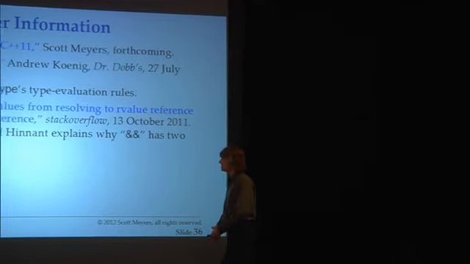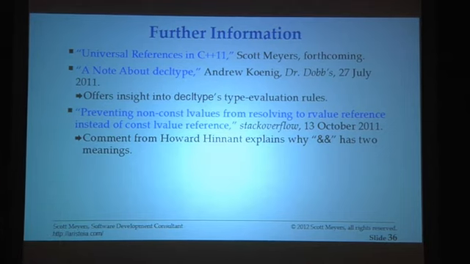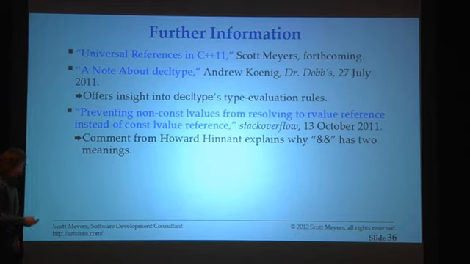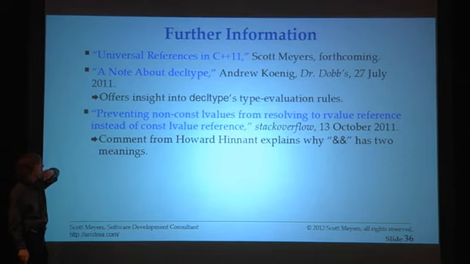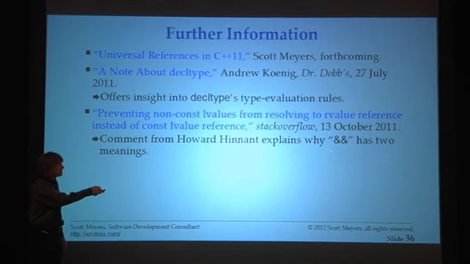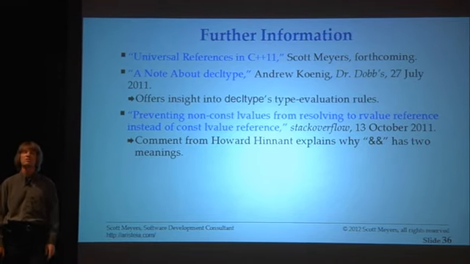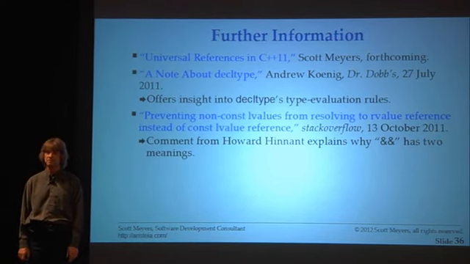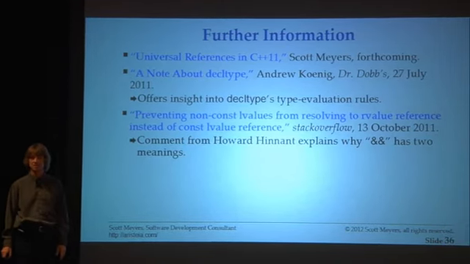And if you want some more information about this, I have a draft of a paper that I thought would be 2 or 3 pages, and by the time it hit 11 pages, I decided to wait until I'd given the presentation here to see how well it went. That's coming out. Andrew Koenig had an article called A Note About Decltype, which gives some motivation there. And there's a post by Howard Hinnant on Stack Overflow, which I did spell correctly this time, actually motivating why it is that this token has two different meanings. And it boils down to, we didn't want to confuse things by adding new tokens. So you can thank the unbelievable clarity of the standard to this decision.